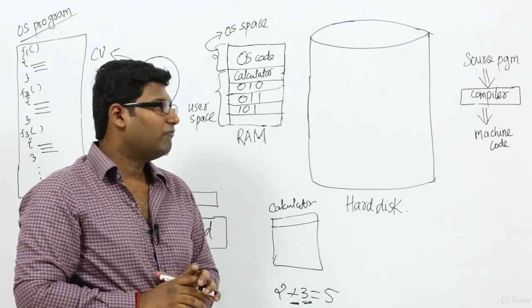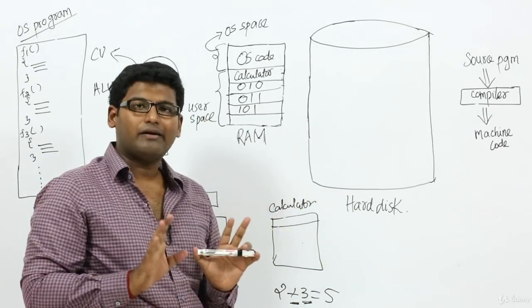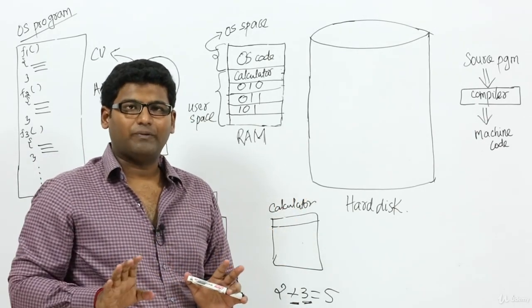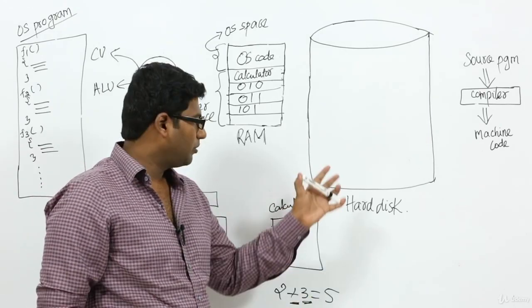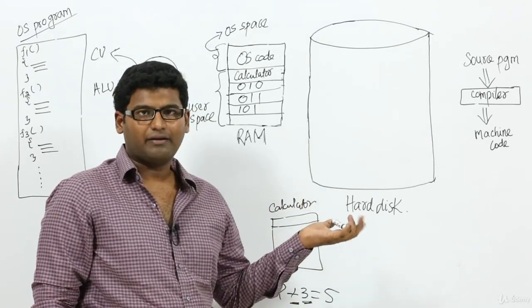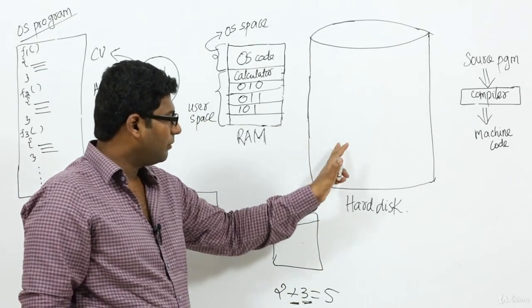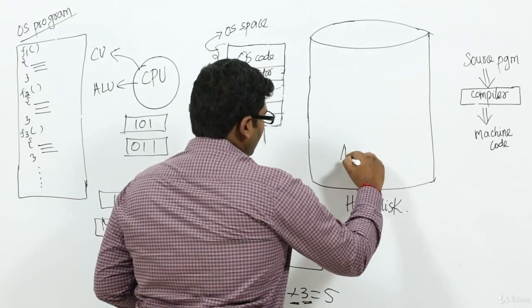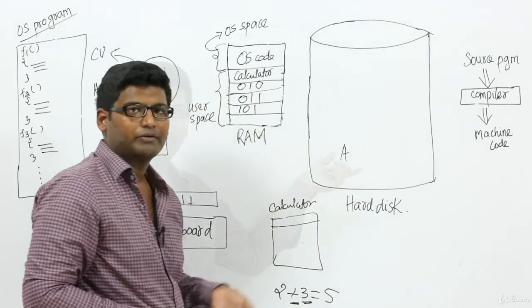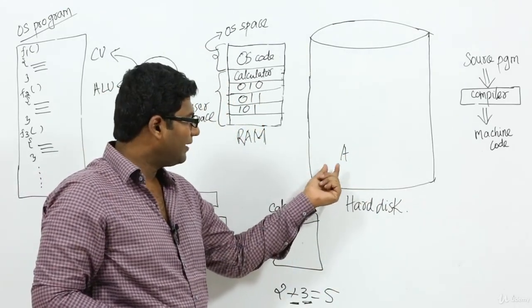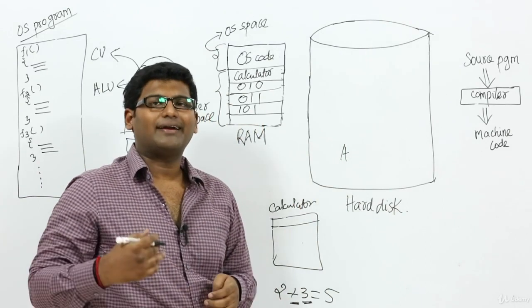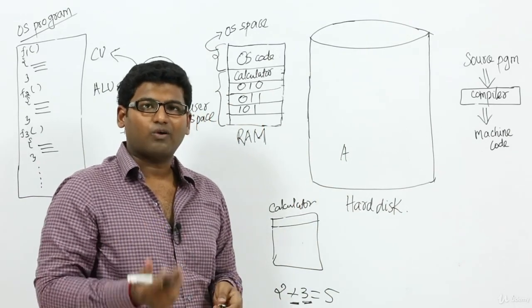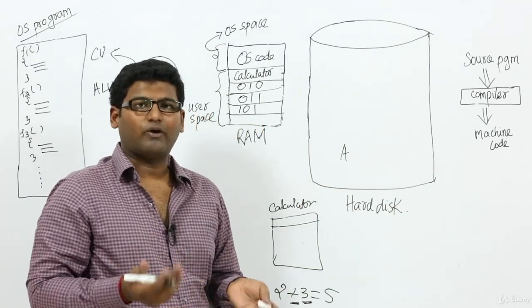I'm taking a Word document that has already been created and saved. If it is saved, it has to be present inside the hard disk, right? Let us assume there is a Word document which is present inside the hard disk. The name of the document is, say, A. Now I want to edit this document, which means I want to add some more letters into the document, and then I might have to save the document.